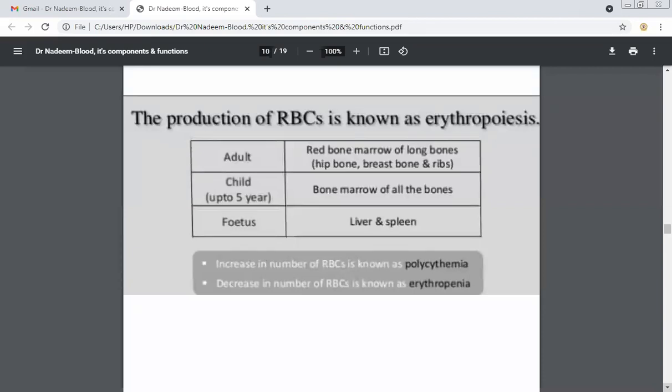Another term is polycythemia and erythropenia. What is this? Polycythemia is the increase in number of RBCs. Or the reverse, a decrease in number of RBCs, is known as erythropenia. The suffix is different. In case of increase, the suffix is themia, so it becomes polycythemia. Poly means many. While in case of a decrease in number of erythrocytes or RBCs, penia means decrease.